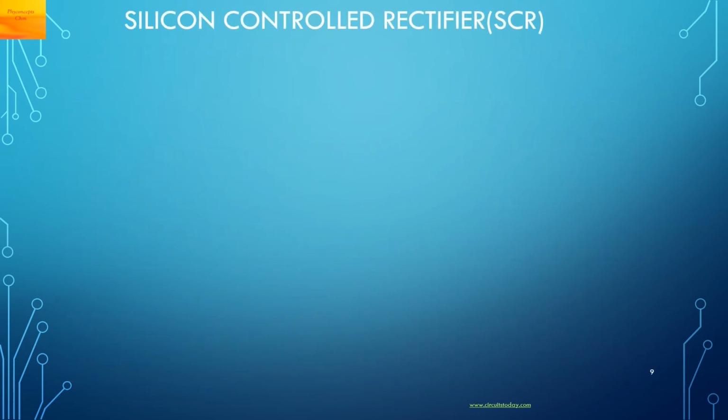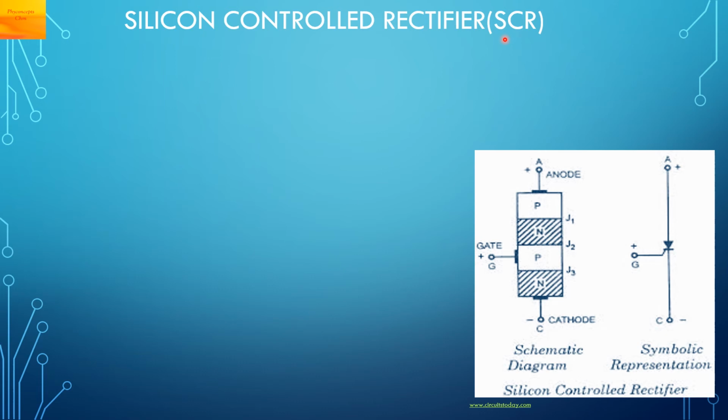Next is the silicon controlled rectifier. In short, we call it SCR. It's a semiconductor device that acts as an electronic switch.